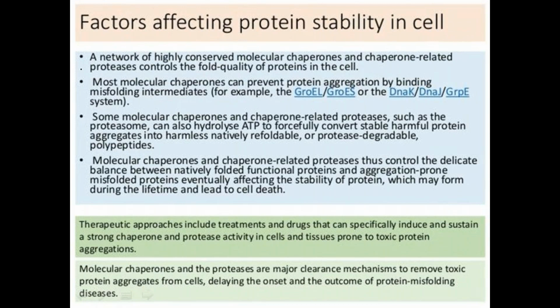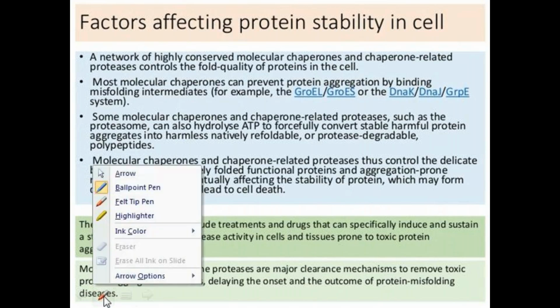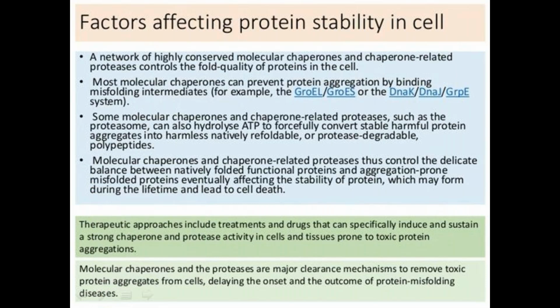Okay, and next, other factors are also affecting the protein stability, mainly in cells during the transcription and translation processes. These are mainly chaperone related proteins and chaperones. These mainly control the folding conformations of the proteins. Some chaperones also prevent protein aggregation by binding with the misfolding intermediates. See this one here.